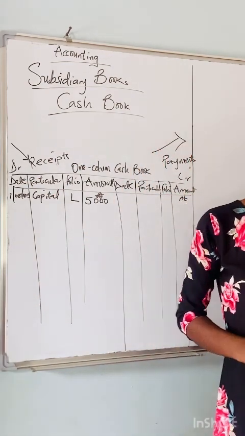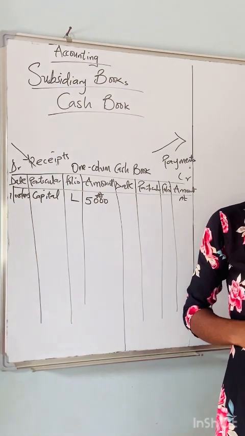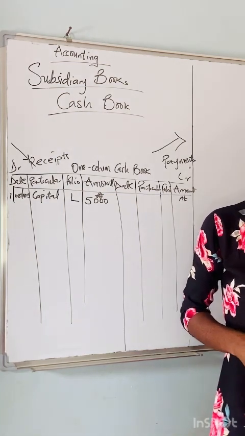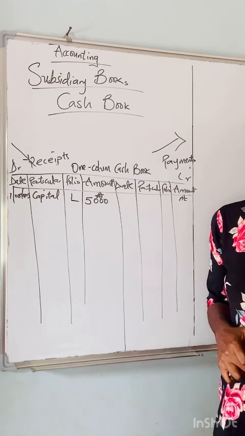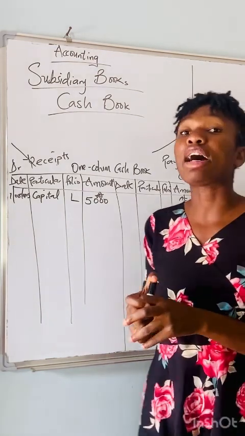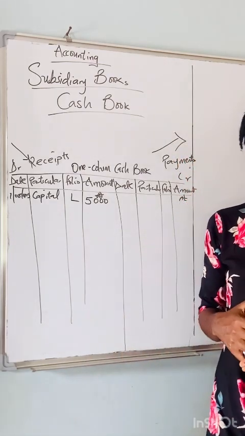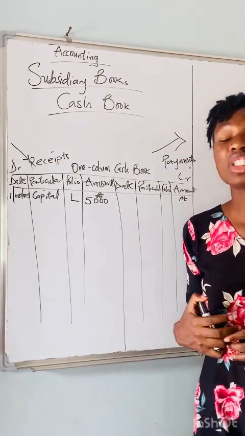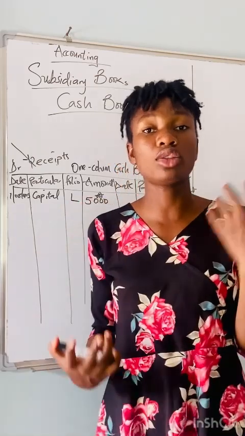Now the next transaction we have is on the 2nd of August. On the 2nd of August 2015, we purchased goods of 2,000 naira by cash. Purchased goods of 2,000 naira by cash. So in this video, we'll be trying to explain some terminologies.